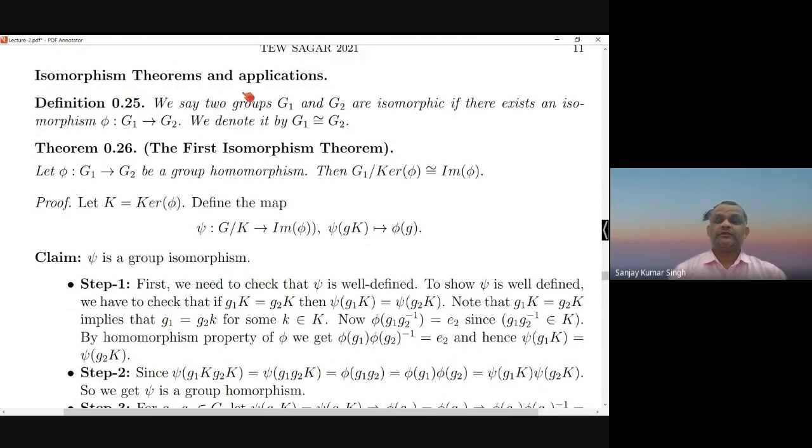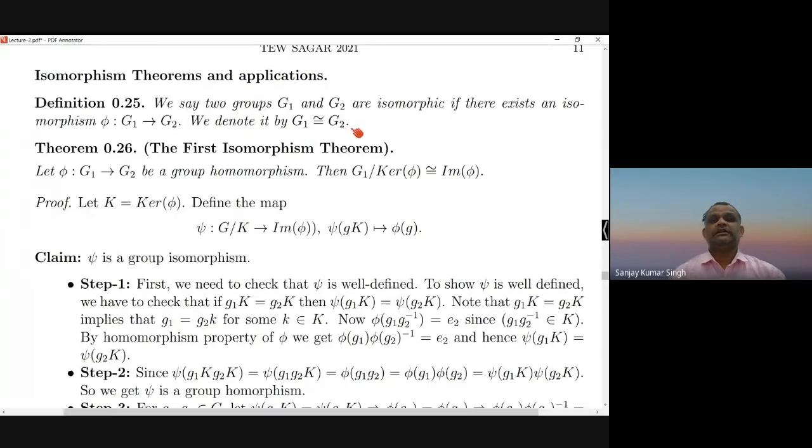So, isomorphism theorem. Recall the definition I gave in the last lecture. We say that two groups G1 and G2 are isomorphic if there exists an isomorphism phi from G1 to G2. And what is meant by isomorphism? It means that phi is a group homomorphism, phi is one-one, and phi is onto. And we denote it like this. This is the notation: G1 is isomorphic to G2.